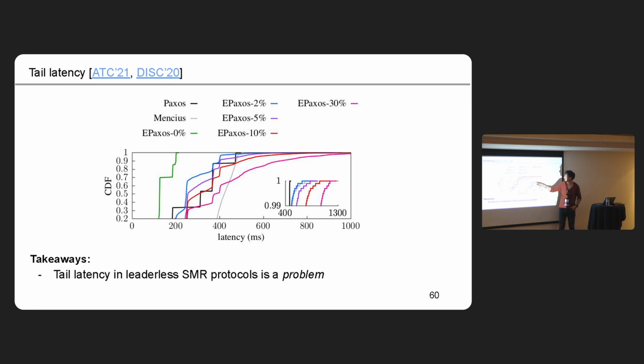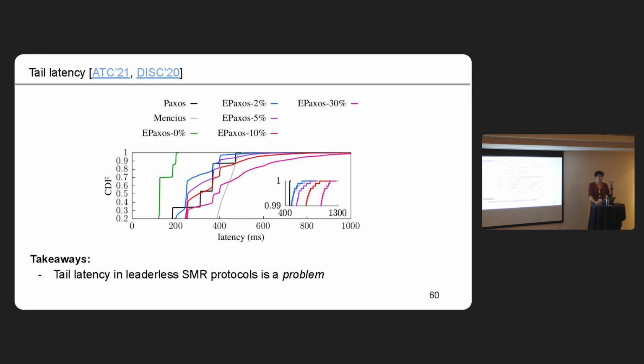And if we zoom into the protocol, what is happening is that it's degrading a lot. If you look at the last percentile, you will see that the time it takes for a command to execute is in the order of seconds. And Atlas has the same problem. So tail latency is a concern in this family of protocols. So we need to find a solution to fix that.